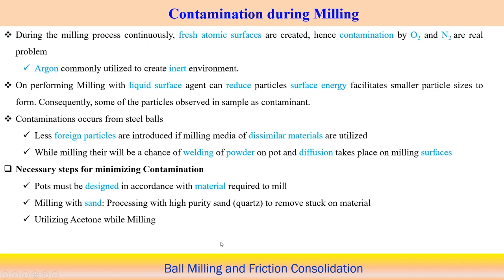Now there might be some contamination during the milling operation. During the milling process, we can always expect a fresh, new surface to be generated every time, because there is fracture along with the impact of the ball with the particles. They will always create a new surface during the interaction. So there is a high chance of contamination by oxygen and nitrogen, and that can be a real problem. Not only is a fresh atomic surface generated during ball milling, at the same time some amount of heat is also generated. Both are favorable to readily react with the oxygen and nitrogen present in the air. So that can be a problem, and it will bring some contaminated powder particles.